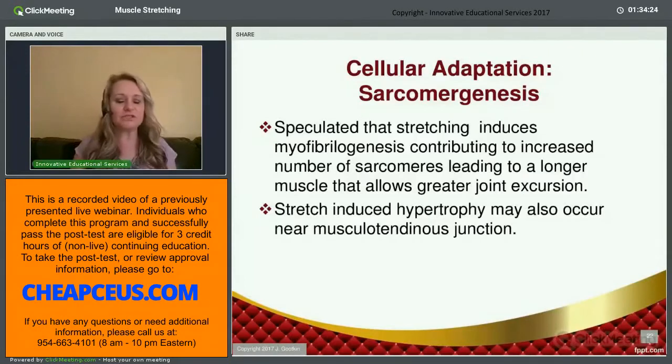And what they found in some of the research is that these sarcomeres can actually change at the microscopic level when stretching is applied. They looked at the microscopic level, analyzing the sarcomeres, these individual units, and they found that when stretching was applied, there were new deposits made to allow for lengthening of the sarcomere. And then over time, on the larger scale, that allowed for greater excursion and muscle length.